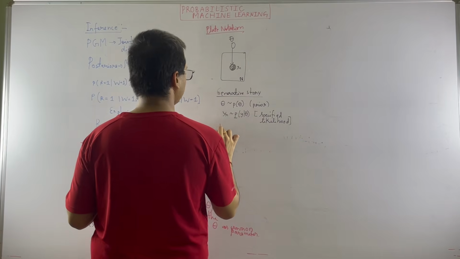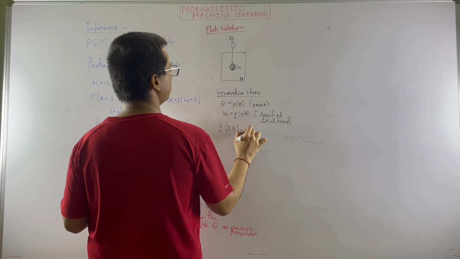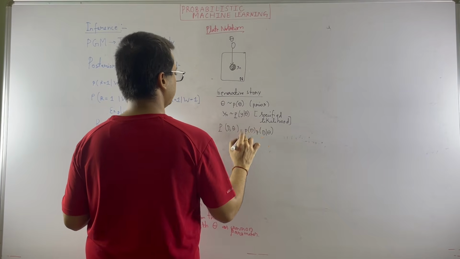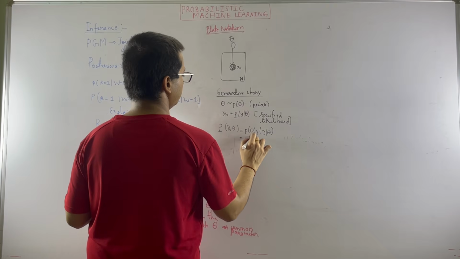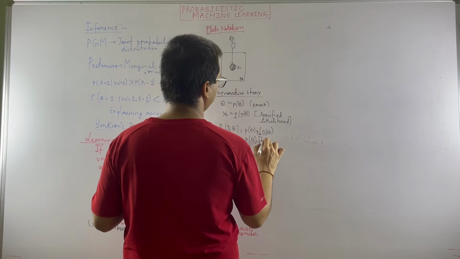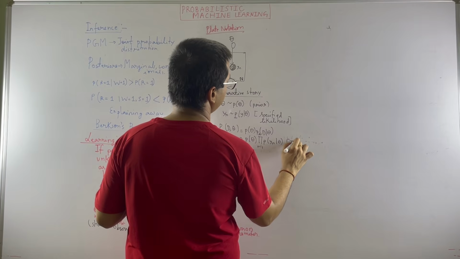So this quantity p of theta into p of D given theta is p of theta into the product over small n equal to 1 to capital N of p of yn given theta. Here we make the IID assumption.